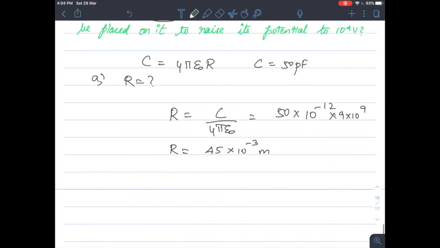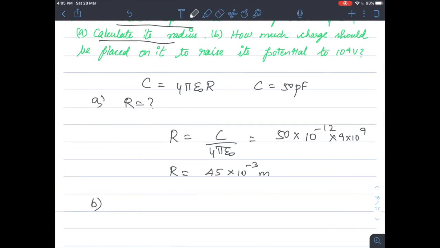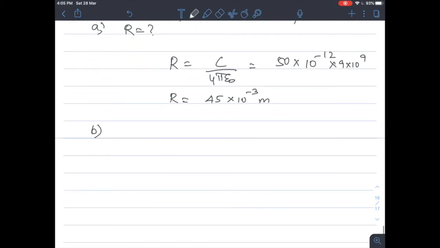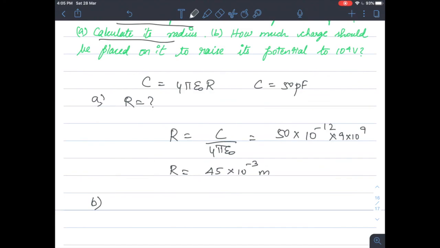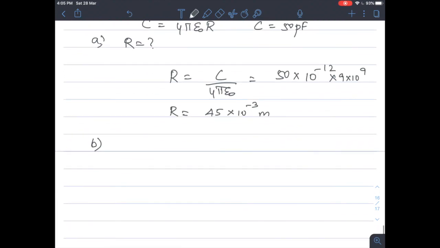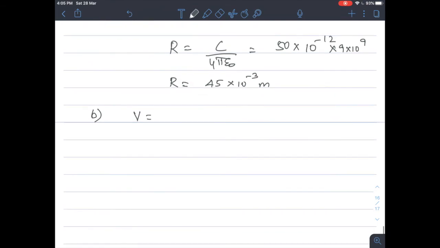Next, what are they asking? They are asking us to find out the charge, how much charge should be placed on it to raise its potential to 10 power 4 volt. So in this condition they have given you the potential. So potential is going to be 10 power 4 volt and the capacitance is the same, 50 picofarad. They are asking us to find what is the charge.